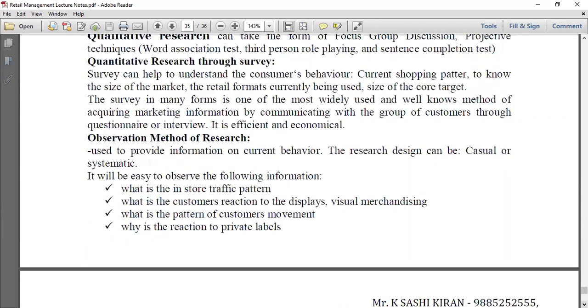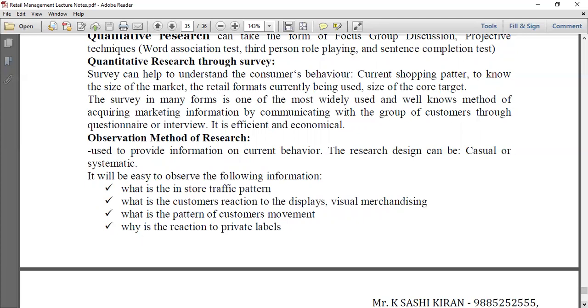Quantitative research is done through surveys. A survey can help to understand consumer behavior, customer shopping patterns, the size of the market, the retail formats currently used, and the size of the core target. The survey, in many forms, is one of the most widely used and well-known methods of acquiring market information.